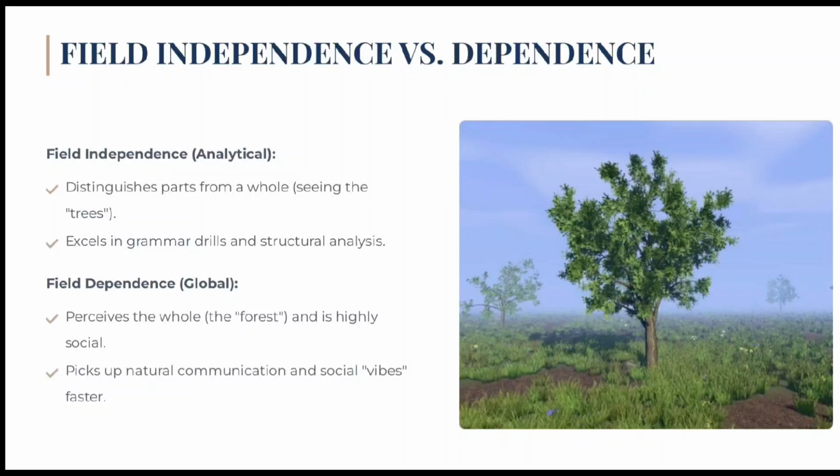Field dependence, which is global, perceives the whole, meaning the forest, and is highly social. It also picks up natural communication and social vibes faster. Field dependence, on the other hand, is the ability to see the forest as a whole. These learners are socially sensitive. They might miss a small grammar rule, but they are masters at picking up the vibe of a room.